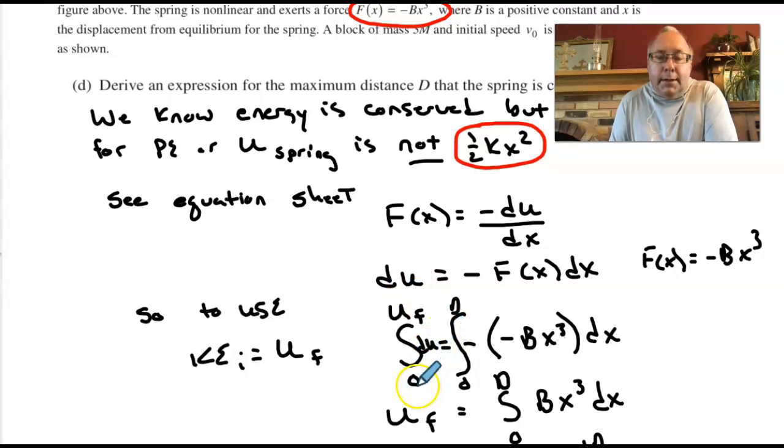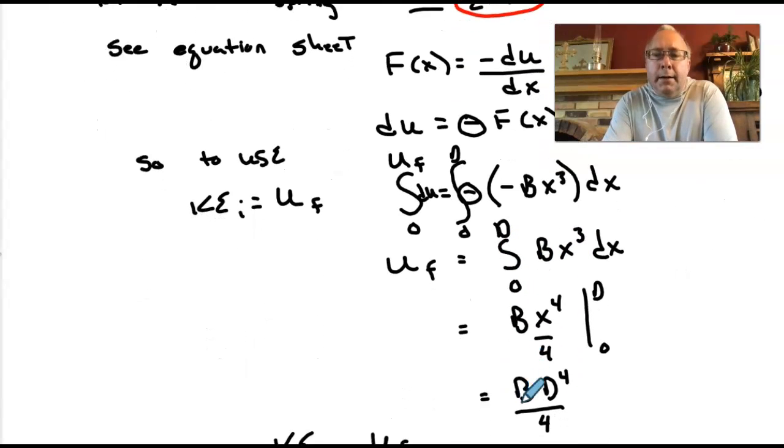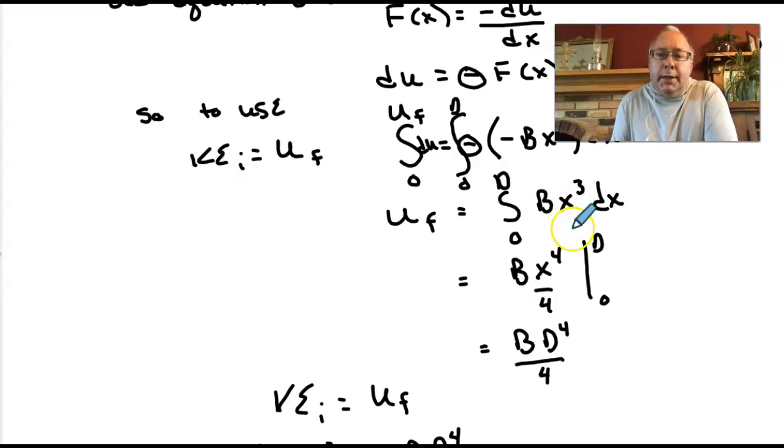From the initial potential energy, which we know is 0 of the spring, to the final potential energy, we're going to go from 0 to d, maximum compression of the spring, negative, right? This negative is this negative. And our force function they gave us was negative bx cubed. So we substitute that in for f of x dx, and we end up with this expression to integrate, bx cubed.